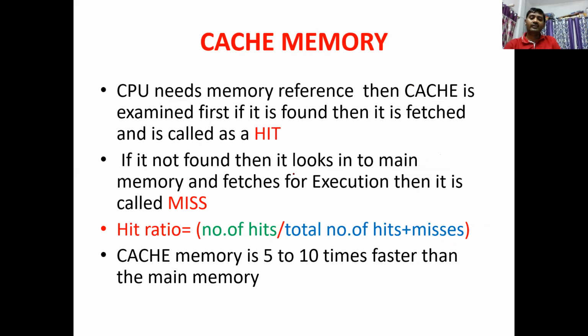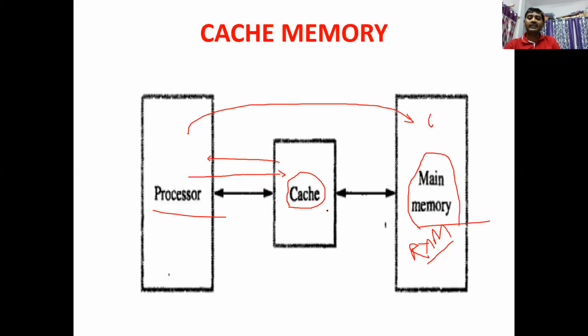Here, when the CPU needs a memory reference, the cache is examined first, and if it is found, then it is called a hit. Suppose some data is needed by the processor and it checks first in the cache whether it is available or not. If it is available, it will be loaded from here to here, and this is called a hit. If it is not available in the cache memory, it has to get it from the main memory. This is called a miss.